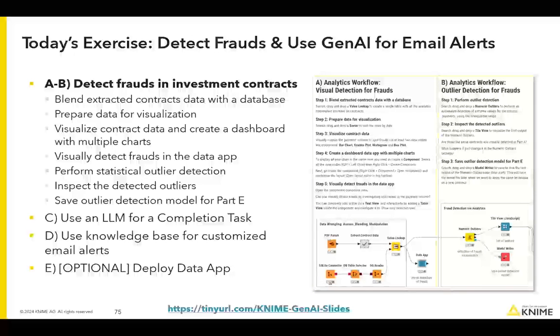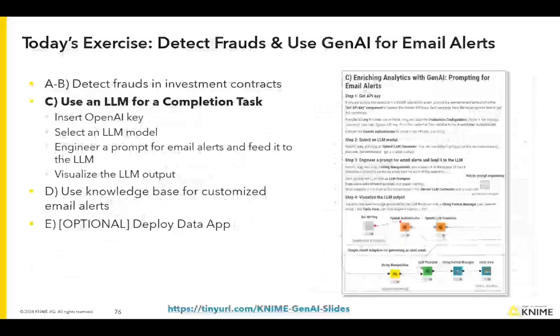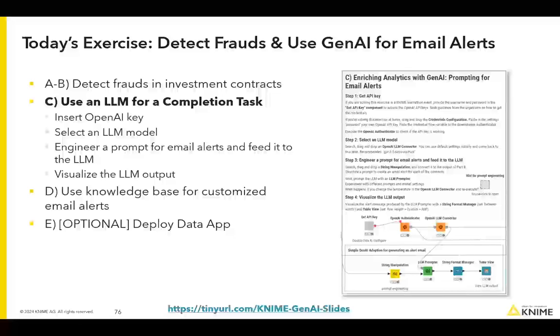In A and B, we're going to access the data. We're going to extract information from the contract, prepare data for visualization, and then also perform outlier detection with statistics. In C, we have the option to connect with the models, prompt them, use the String Manipulation node to create our prompt, and then observe in the table view a little preview of how this message was generated.